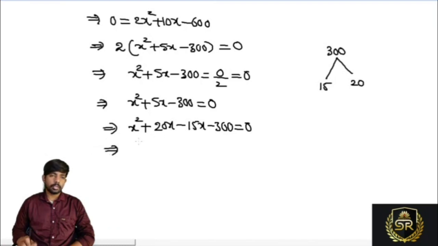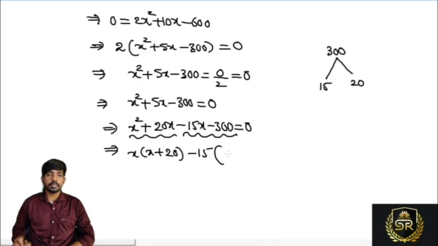And from here take x common, x plus 20. From here take minus 15 common, x plus 20, right? 300 multiples are 15, 20, right? If I take common 15, then 20 remains, so I wrote here 20. Okay, equals to 0.